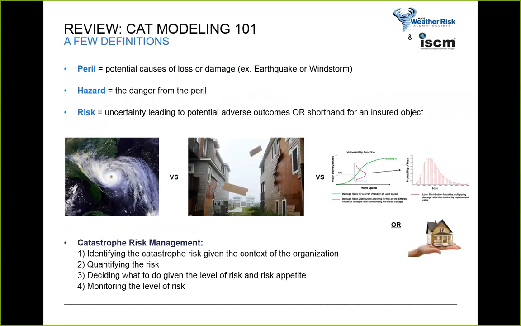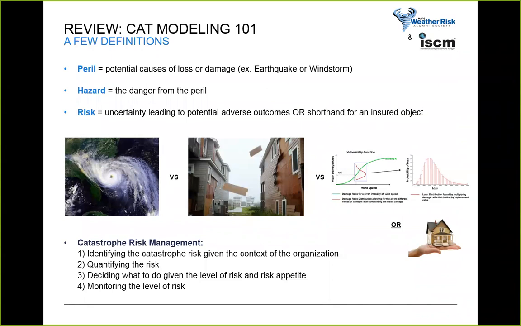So we're talking about the large scale event, whether it's earthquake or windstorm, or tropical cyclone or severe convective storm events. The hazard itself is the danger from the peril. So if you're worried about modeling the peril of tropical cyclone, you're really talking about modeling the two key hazards that result from tropical cyclones, which are the winds and the storm surge.